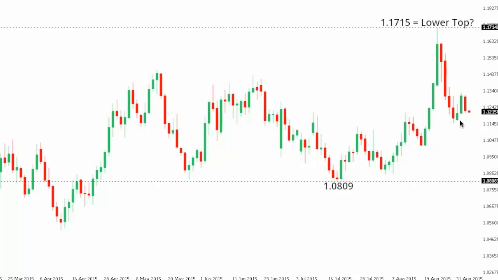Euro dollar. While the euro remains locked within the middle of a recent range between 117.15, that high we saw the other week, and 108.09, the 20th of July low, the overall downtrend remains intact, and a lower top is potentially now sought out at 117.15 ahead of a bearish resumption below 108.09.